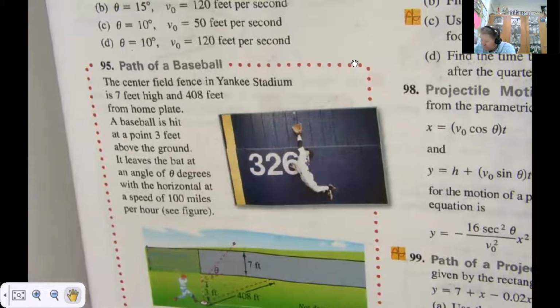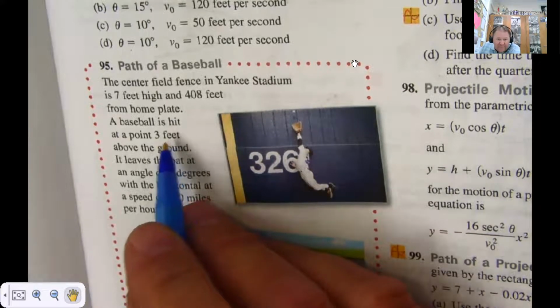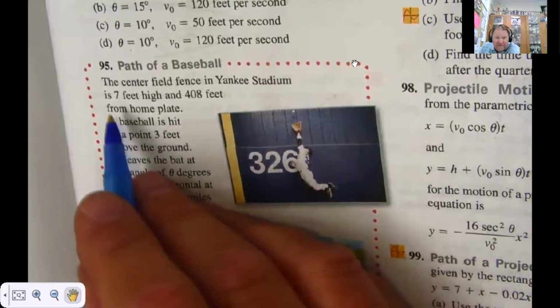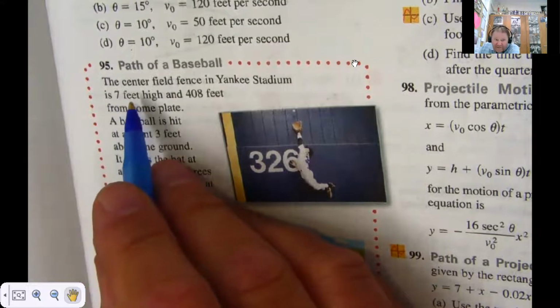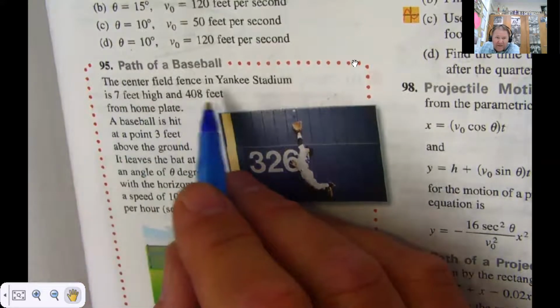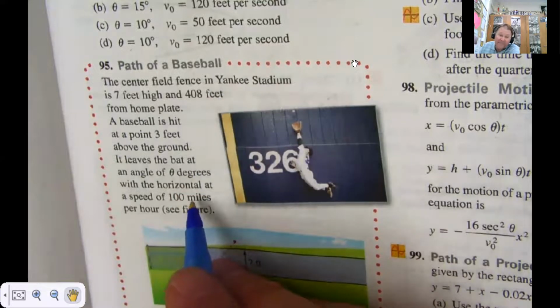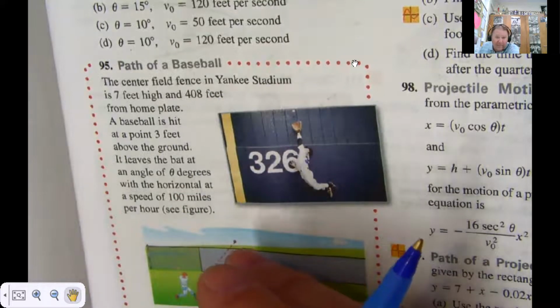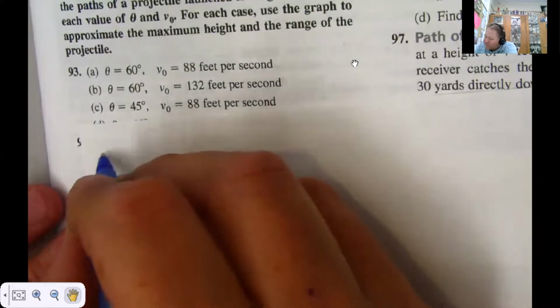Here's what I'm thinking. I'm given things in feet here, right? Where it's hit off the ground is in feet, the height of the fence is in feet, and how far away the fence is in feet. And then they give me this miles thing. That's problematic because all the units have to be the same. Okay, here we go. I wish they hadn't been so cruel here. So this is number 95.